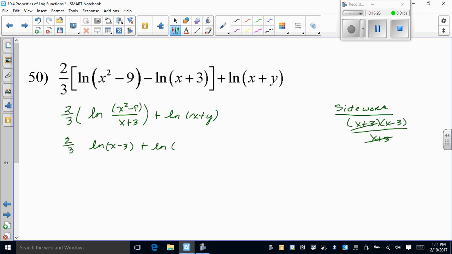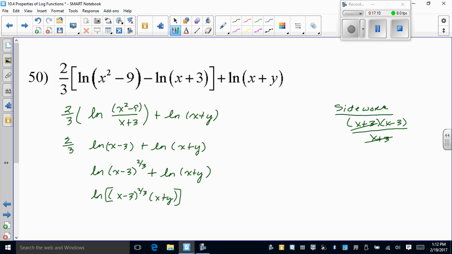And now I can go through my steps because I had the parentheses, took care of those parentheses. I'm down to here. Power rule is first. So it's the natural log of (x minus 3) to the 2/3 power plus natural log of (x plus y). And I don't have anything else. And the next one is multiplication. So I put these together as multiplication. So the natural log of (x minus 3) to the 2/3 power times (x plus y). And there's no division, so I'm done.